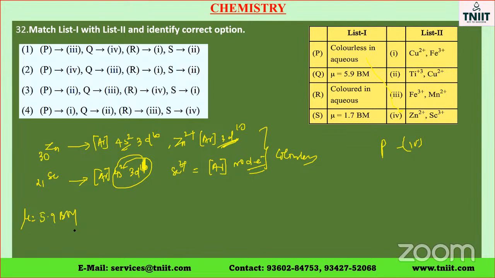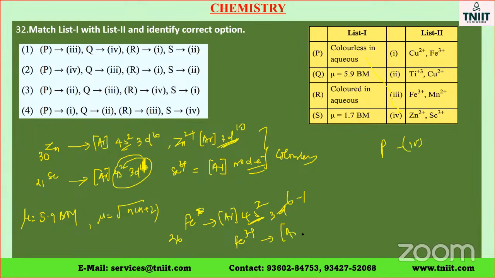Since they've given 5.9 as the Bohr magneton, 5.9 is possible when mu is equal to square root of n into n plus 2. Now, if you take Fe3 plus for an example, iron, atomic number is 26, you'll have argon configuration 4s2 and 3d6. In case of iron 3 plus, 4s2 is lost and 1 electron from 3d is lost. So it'll be argon configuration and 3d5. So 5 unpaired electrons it has. When we have 5 unpaired electrons, that will be equal to square root of 5 into 5 plus 2, so 5 into 7, 35. Square root of 35 will be around 5.96.